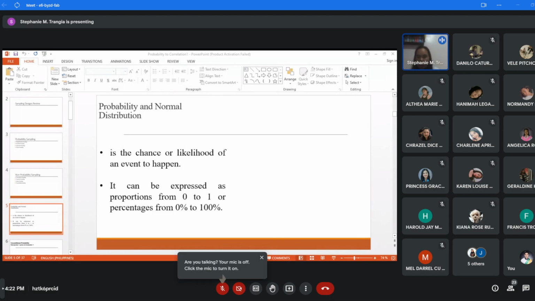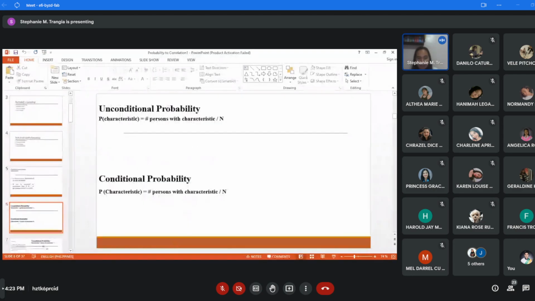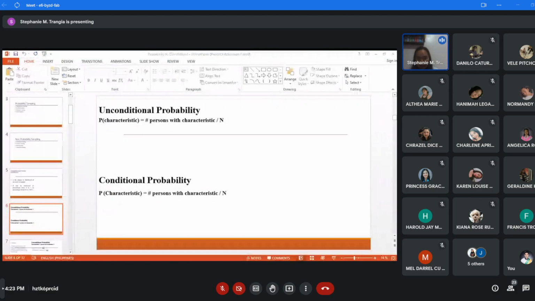The value of probability class ranges from 0 to 1. Or in percentages, we say 0% to 100%. Kung 100% siya, meaning sure na yun na siya. Kung 0%, meaning dili yun na siya mahitabo. Ha? Wala tayo ginatawag nga 101%. That's wrong. So in probability, we have two types. So the unconditional probability and the conditional probability.